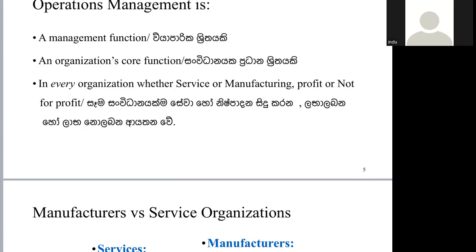Operations management is the business function that plans, organizes, coordinates, and controls the resources needed to produce a company's goods and services. Operations management is also a basic management function. It involves managing people, equipment, technology, information, and many other resources. So operations management is the central core function of every organization.